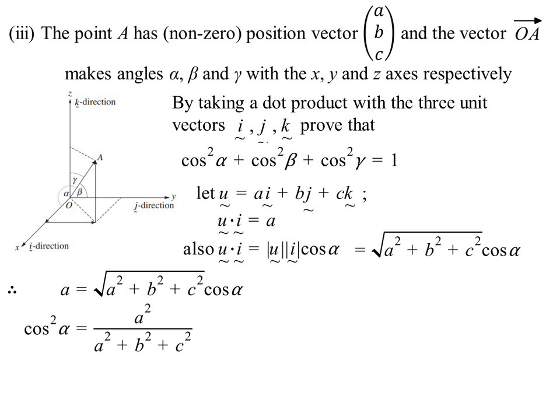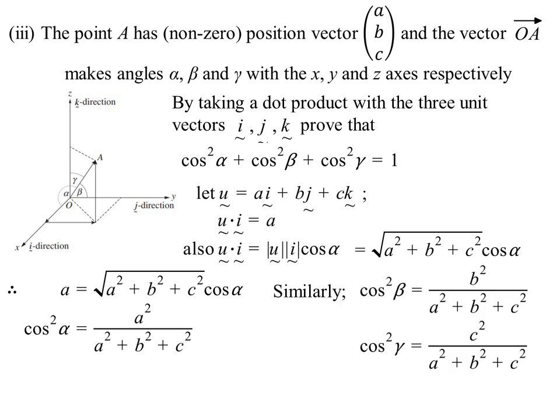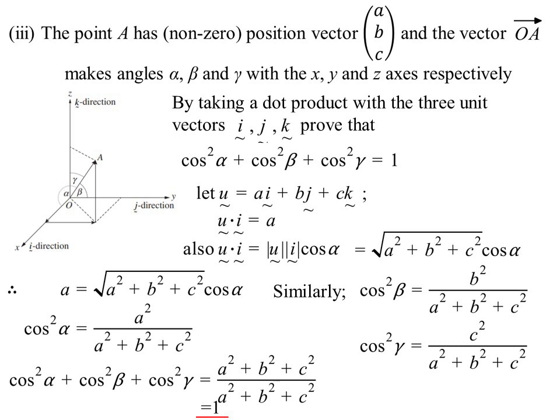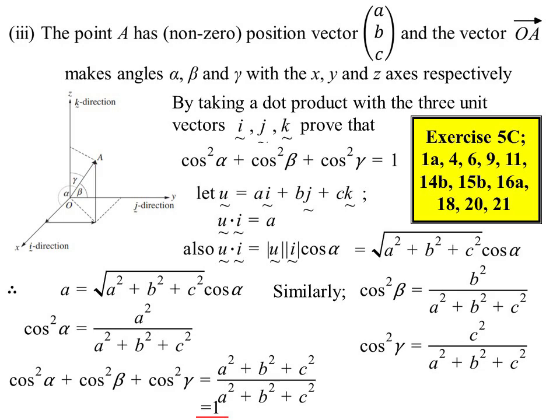Cos squared alpha, therefore, if we play around with this, ends up being a squared over a squared plus b squared plus c squared. I could have done that with the other ones. It's just letters I'm playing with. So cos squared beta will be b squared over a squared plus b squared plus c squared. Cos squared gamma would be c squared over a squared plus b squared plus c squared. So if I add them all together, I get a squared plus b squared plus c squared over a squared plus b squared plus c squared, which is of course 1.